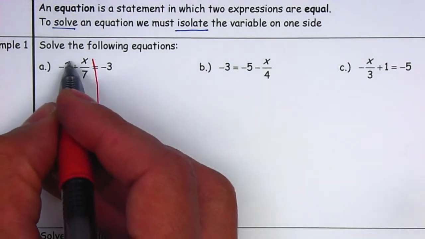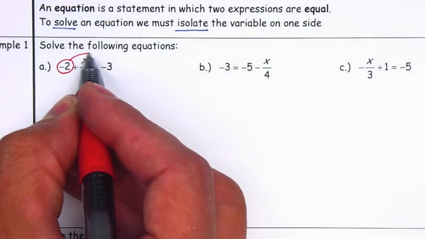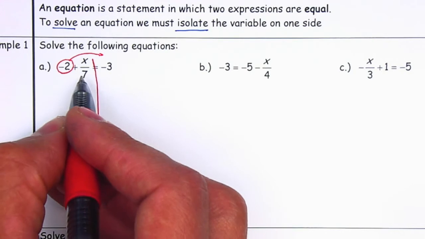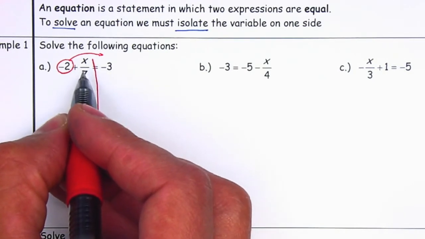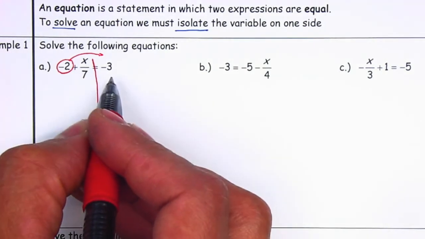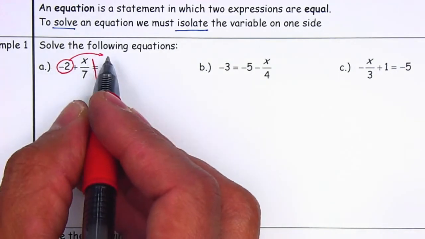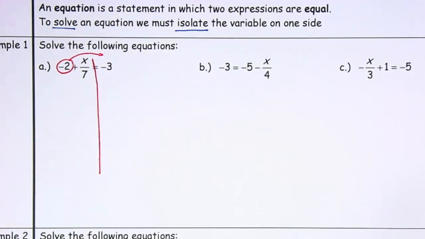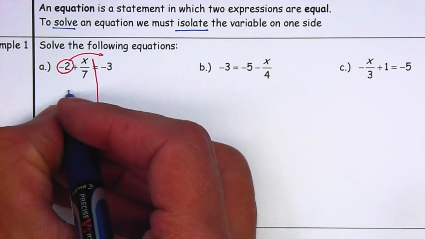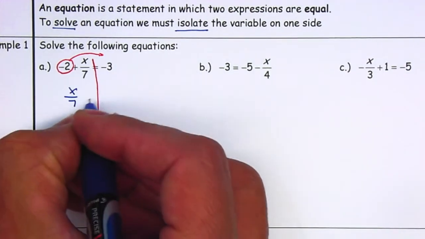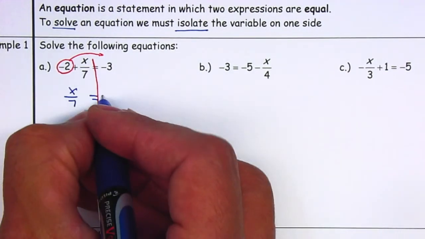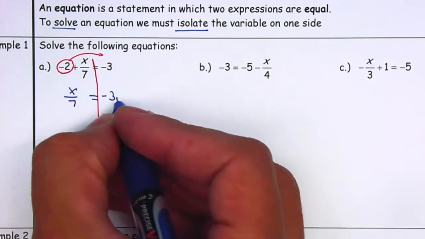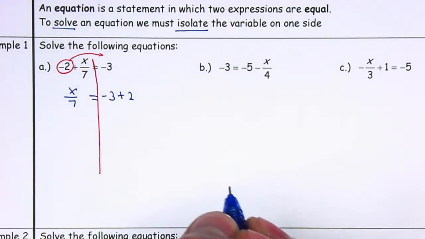So we want to move this 2 to the right-hand side. Don't move the 7 because the 7 and the x are dividing, so we can't move just the 7 to the right. Move the 2 to the right. And remember, when we move it to the opposite side, we change the sign. So in this case, we have a -3. This was a -2, becomes a +2.